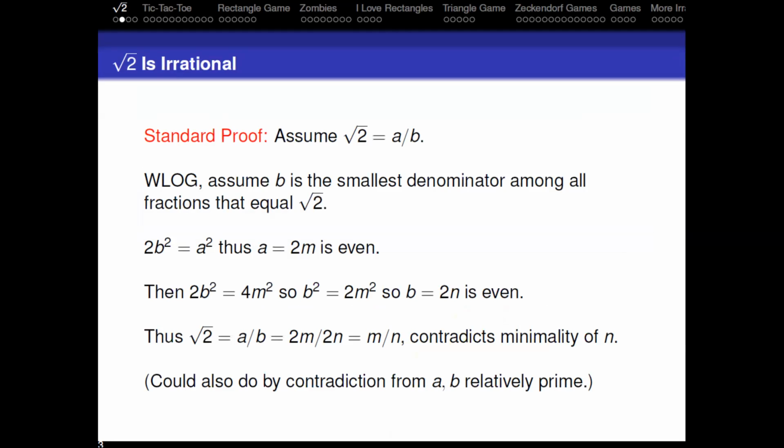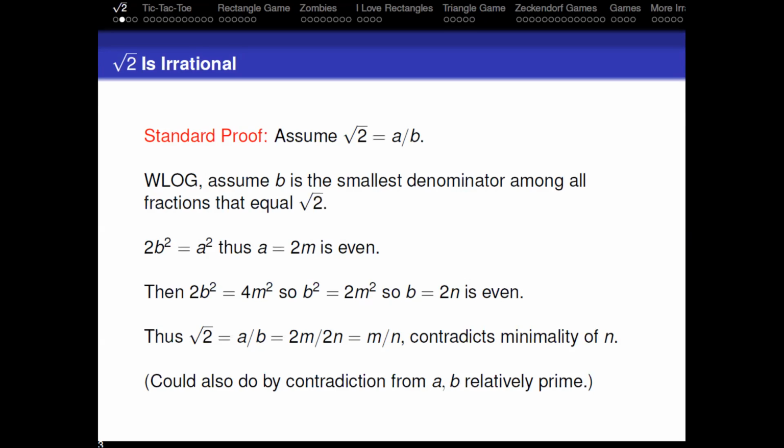Assume the square root of 2 is rational, so we can write it as a over b, where a and b are two integers. Without loss of generality, we can assume that b is the smallest denominator among all numbers that have a ratio equal to square root of 2. And so we get 2b squared is a squared.